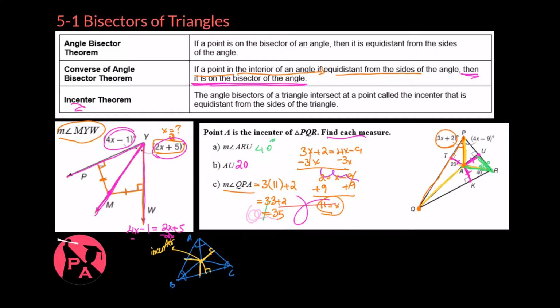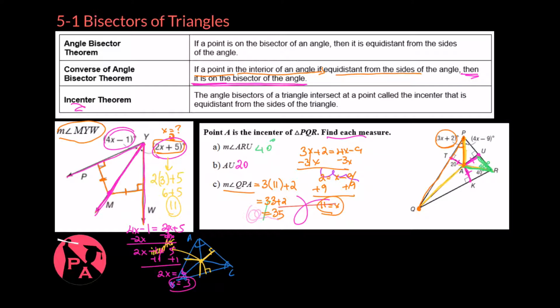Subtract 2x. 2x minus 1 would be equal to 5. If we add 1 on each side, 2x equals 6. Divide by 2, x equals 3. This is not done yet because we need to plug this in to get the measure of that angle, 2x plus 5. So if x equals 3, 2 times 3 plus 5 would be equal to 11.